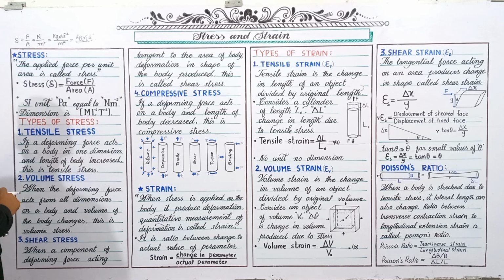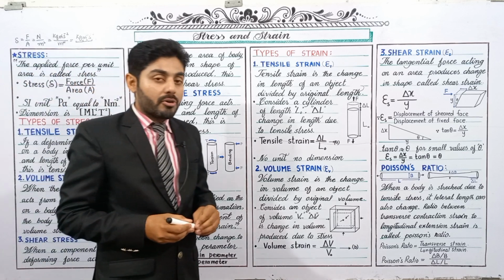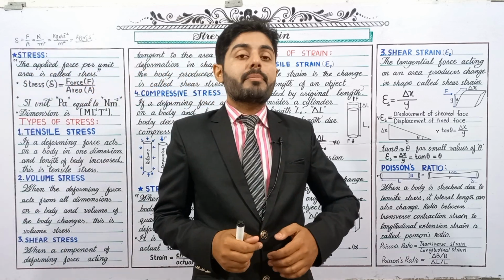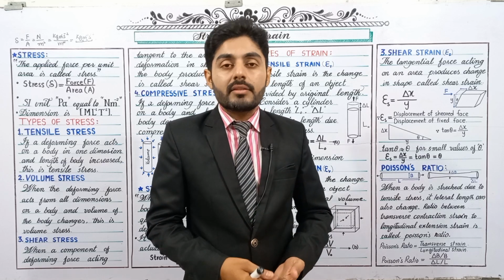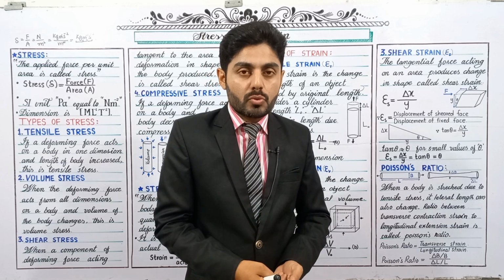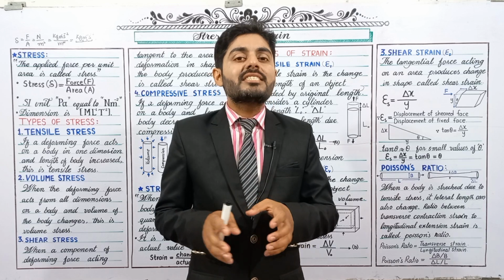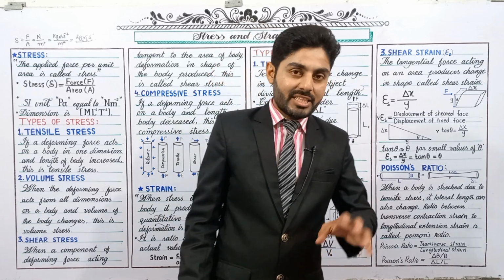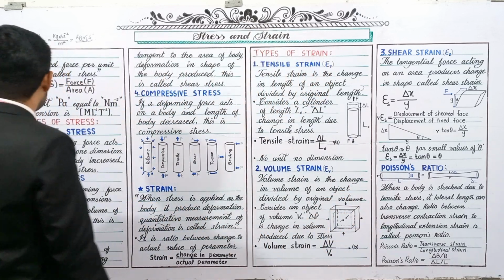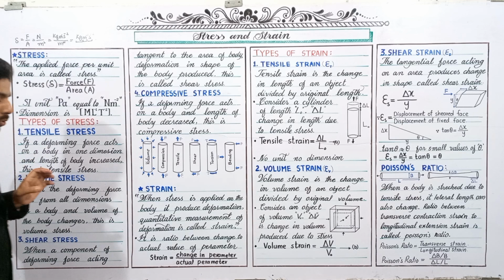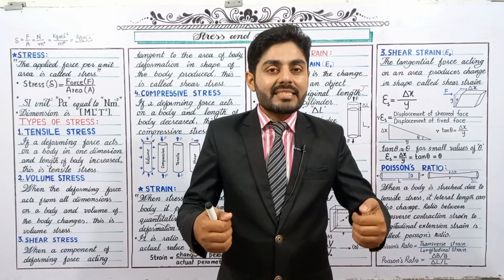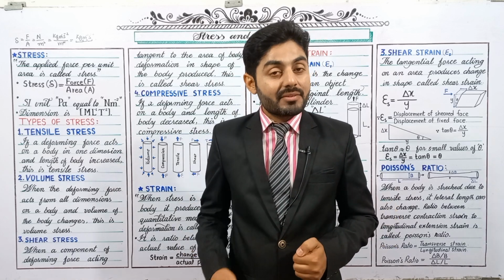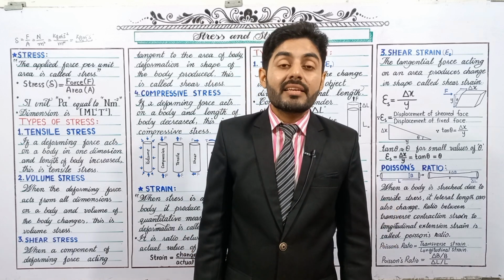Okay, so we have different types of stress. When we apply stress on the body, or force on the body, there may be a change in length, a change in volume, or a change in shape. So on the basis of these changes, we have divided stress into 3 to 4 categories. Number 1, tensile stress. When you apply a stress on the body and there is an increase in length of the body, that kind of stress is called tensile stress.